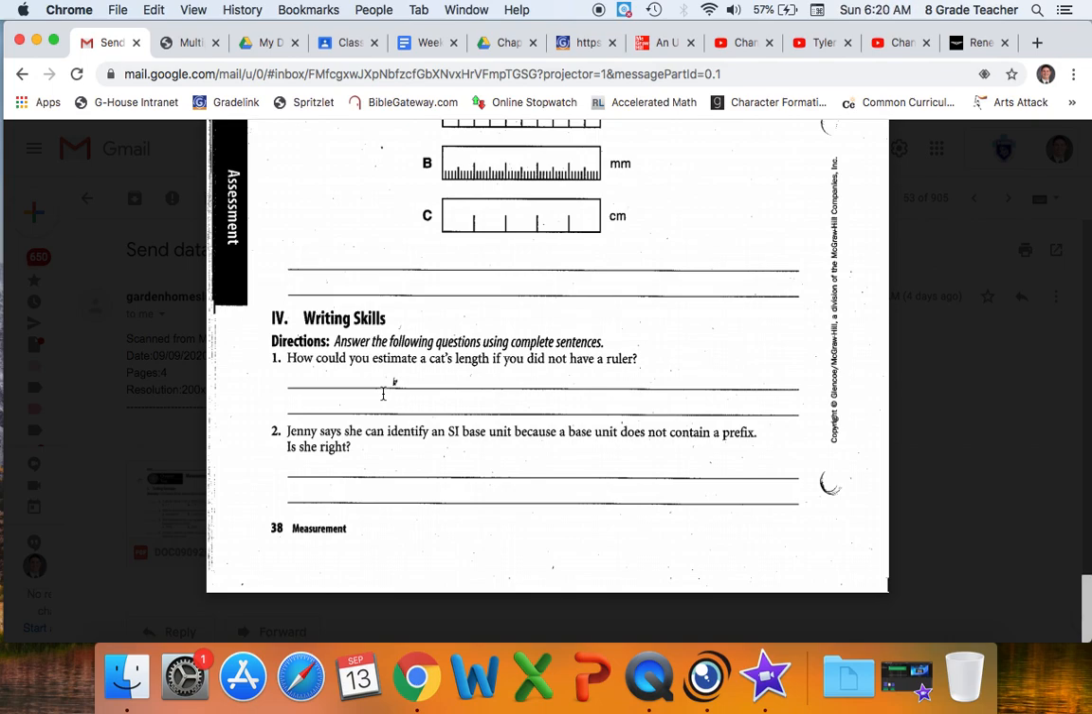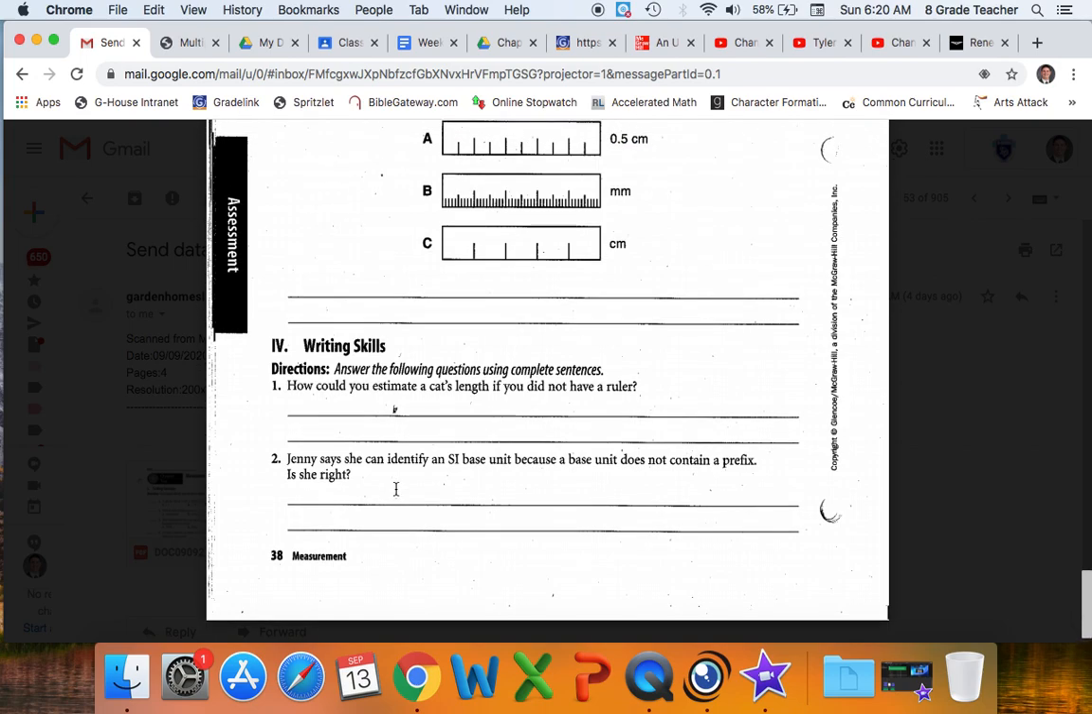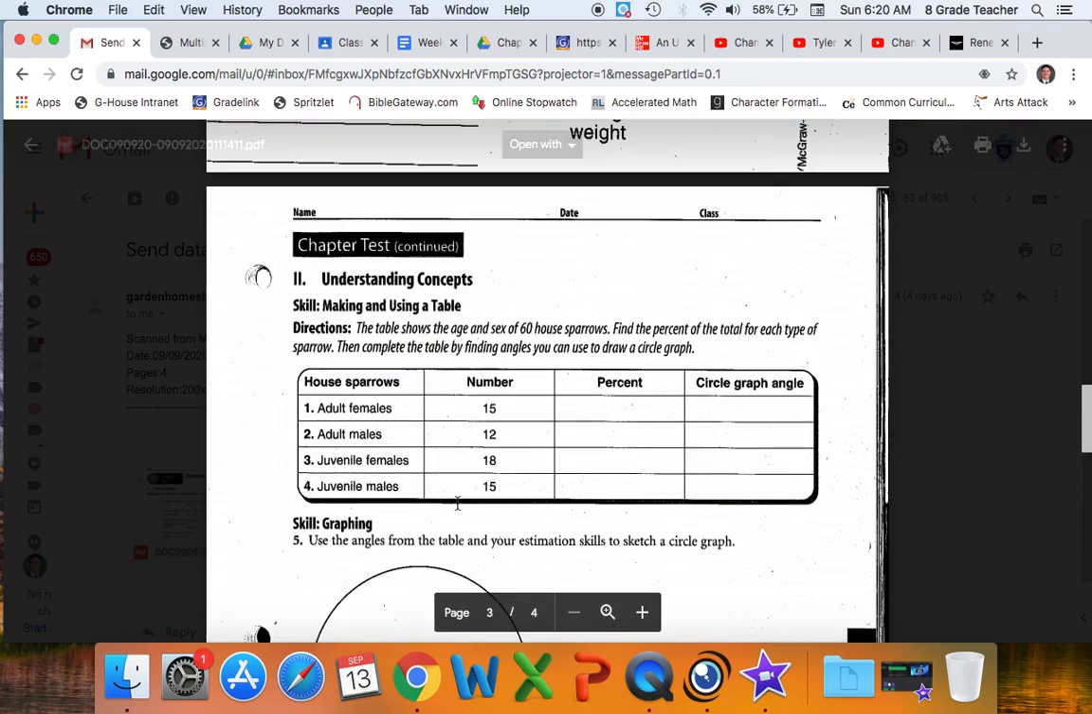Number 2, Jenny says she can identify an SI unit base because a base unit does not contain a prefix. Is she right? I would probably say no, because meters, liters, and grams, yes, don't contain prefixes, but actually the base unit for grams is actually kilogram, and that has a prefix in it. So Mr. Shane gave you that one. Hopefully that helps. I don't want students to get confused and all of a sudden get something wrong on the test that they should have that knowledge or that mastery of. Sometimes they ask a little bit of a tricky question. So hopefully that helps. That takes us through our assessment.